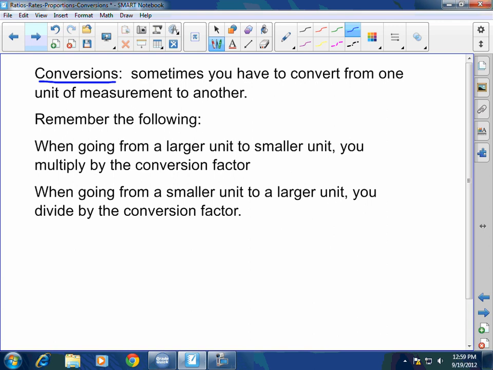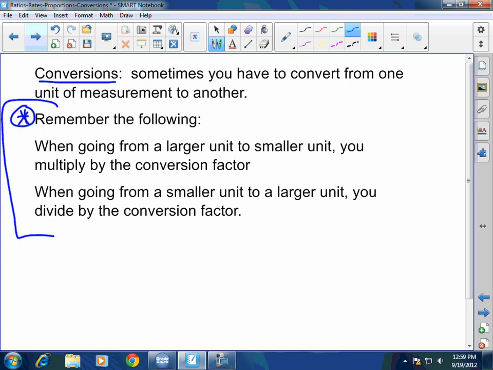Remember the following, that's the easy way. When going from a larger unit to a smaller unit, multiply by the conversion factor. When going from a smaller unit to a larger unit, you divide by the conversion factor. Let me explain what I'm talking about.